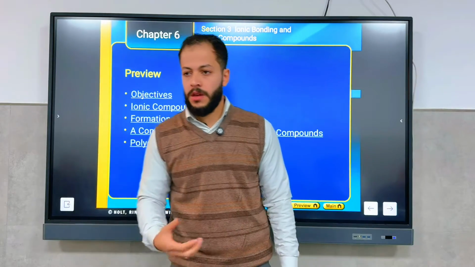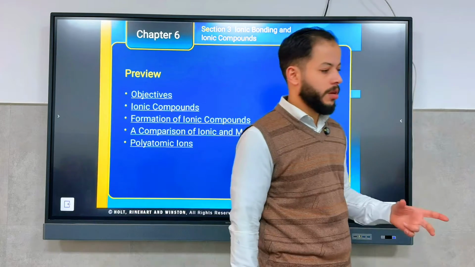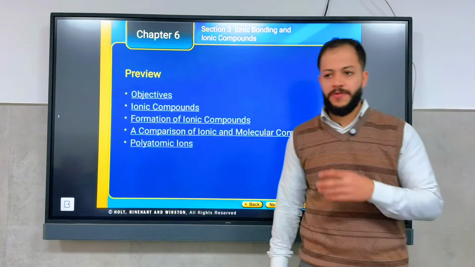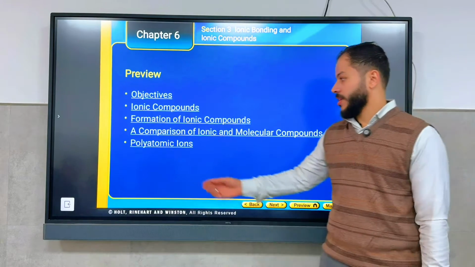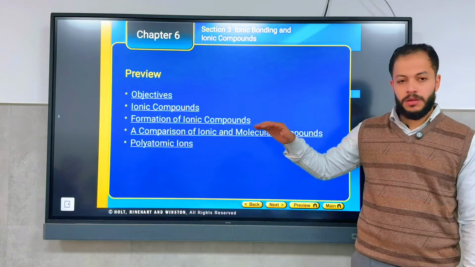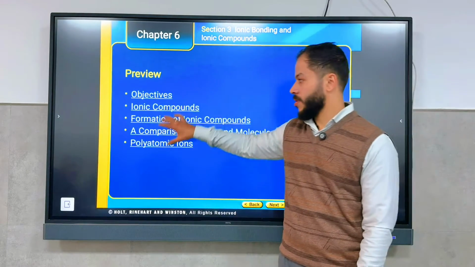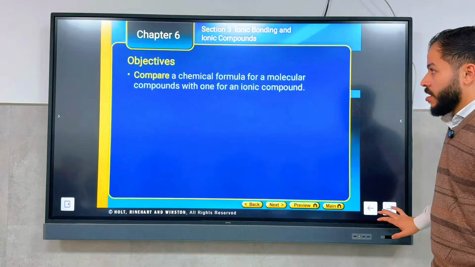A comparison of the ionic and the molecular compound, how the type of bond affects the properties of matter. There is a huge difference in their physical properties, like their melting point, the force of attraction will affect the properties, the ways they react, okay? And finally, we talk about polyatomic ions. In today's session, we will just focus on the first three main ideas.